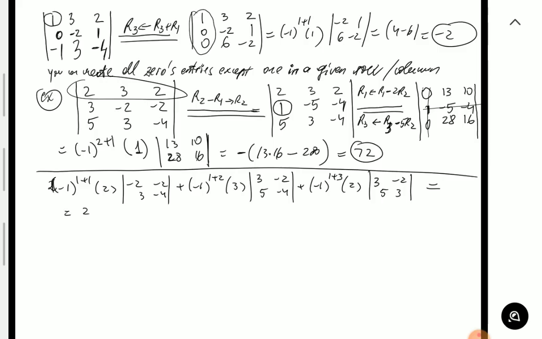So we have 2, 8 plus 6, minus 3 minus 12 plus 10, and then plus 2, 9 plus 10, which is 19. So 28 minus 2 minus 3 plus 6, 38. Right, so that should be obviously 72.